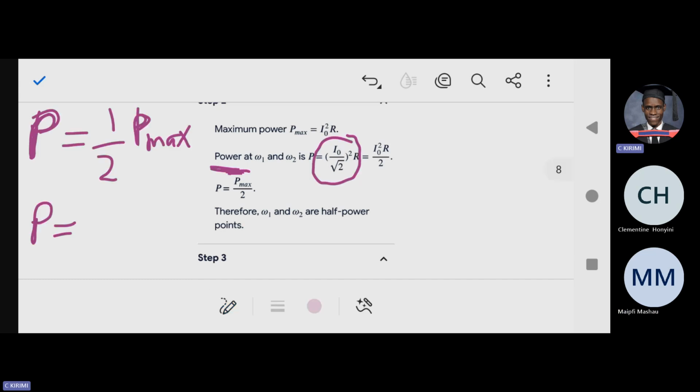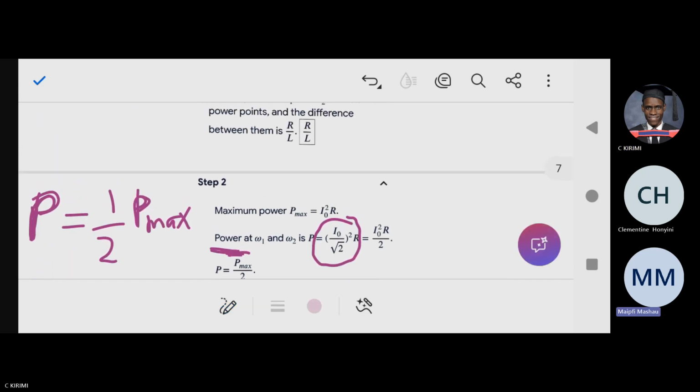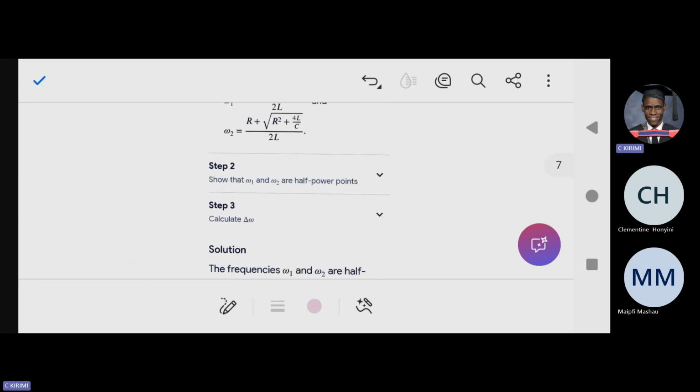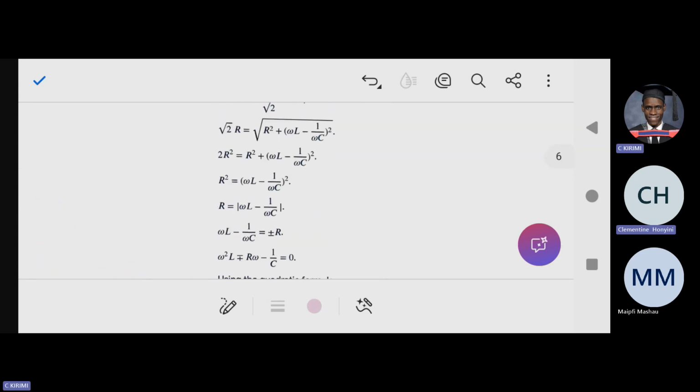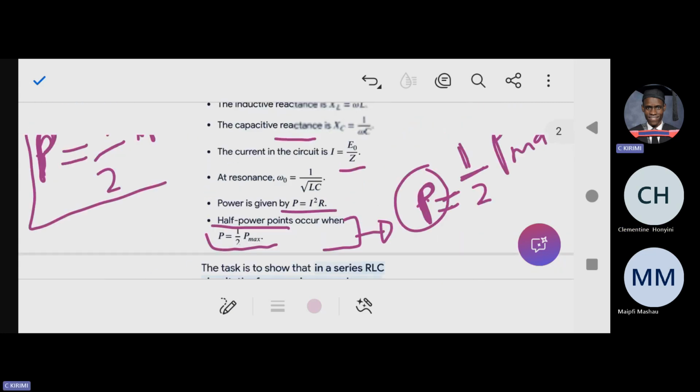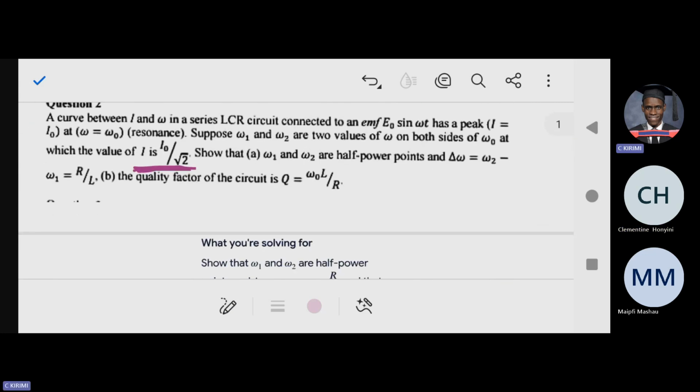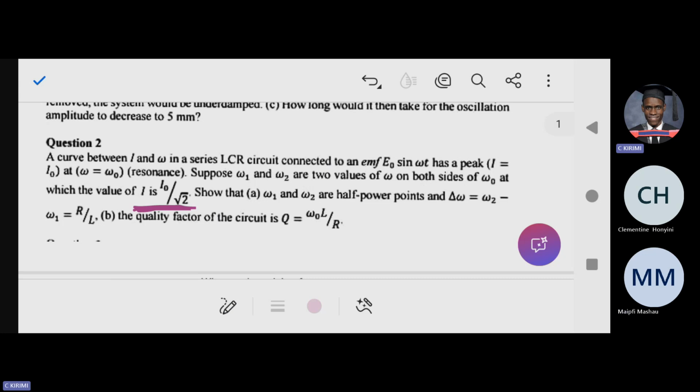Because we were given from the question the I naught at W1 and W2. What is I equal to? I is equal to I naught over square root of 2. So the current which we are going to use at those points, W1 and W2, is I equal to I naught over root of 2 for P.